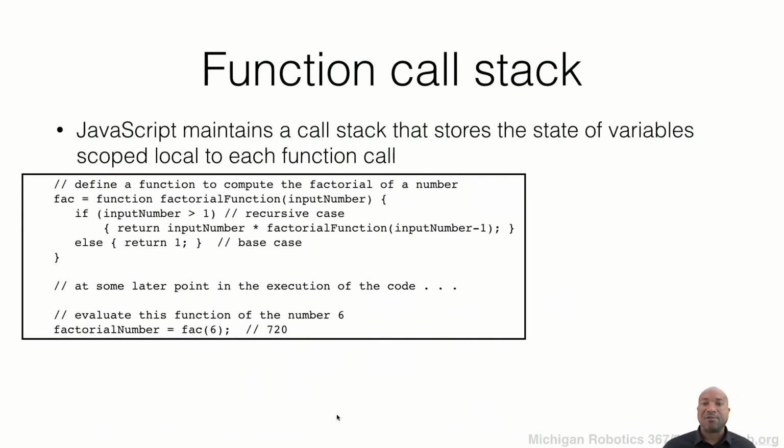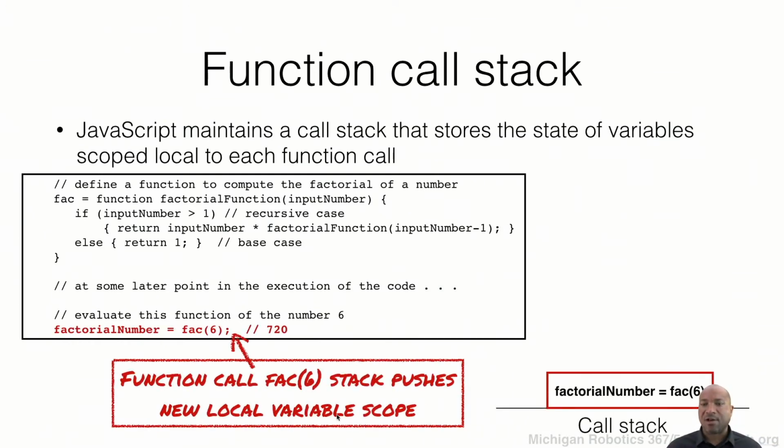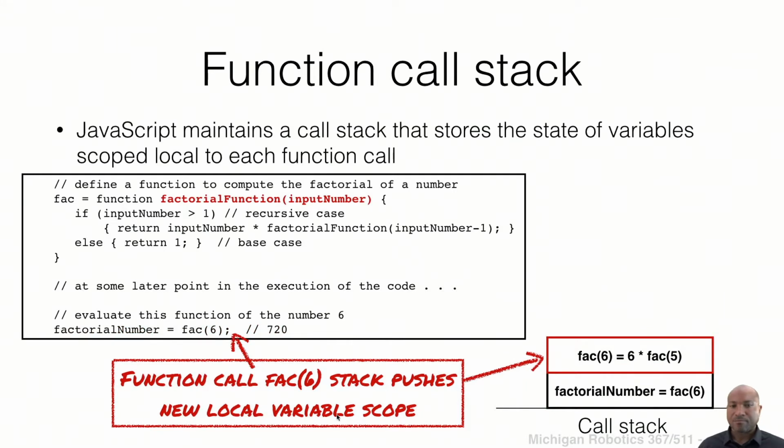JavaScript maintains a function call stack. Whenever a function is called, all the state of the function at that point where the function is called is stored, and then we can move on to the next level of function. This call stack, when it starts off, is going to start off by making this assignment: factorial number equals factorial of 6. A variable factorial number is going to equal the calling of the fact function with the number 6, and we're going to push that onto the function call stack, on top of the stack.